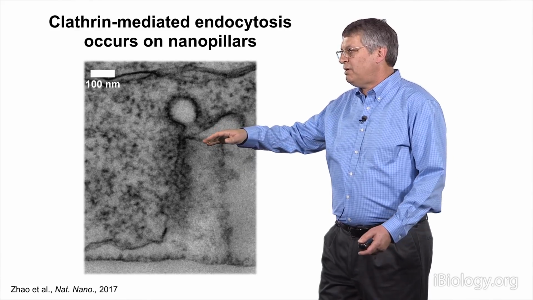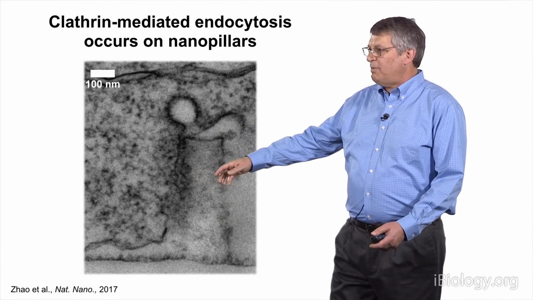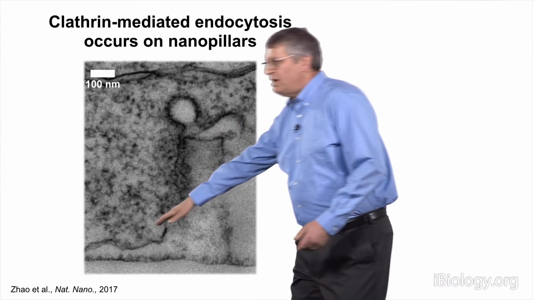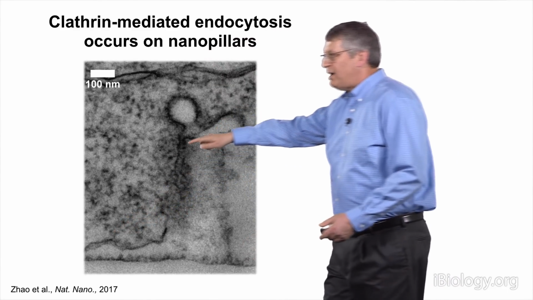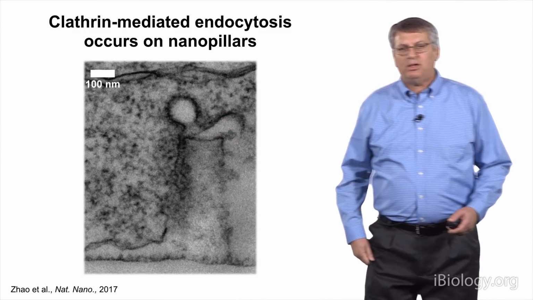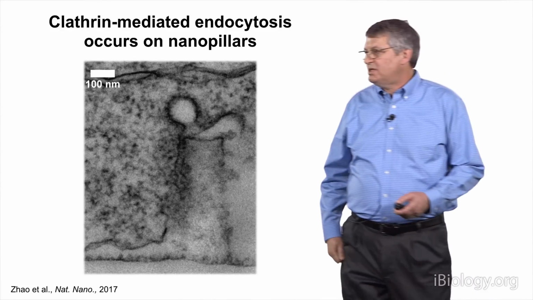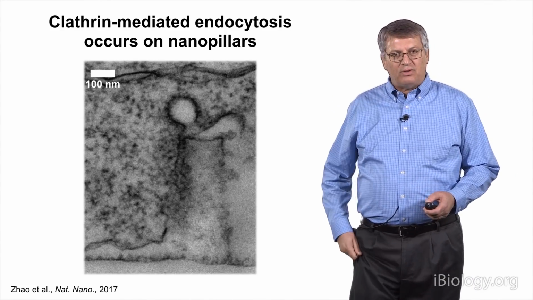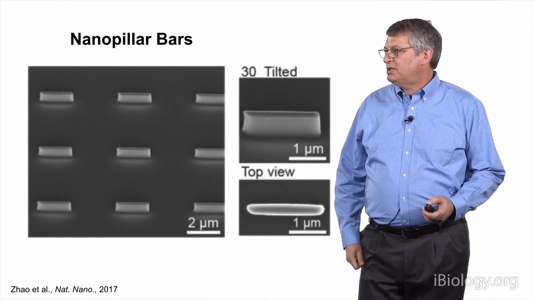When we put the cells on these pillars, this is a thin section electron micrograph. We can see a pillar here, and then the mammalian cell is sitting on top of the pillar, and the plasma membrane is clearly wrapping itself around the pillar, and a clathrin-coated vesicle is coming off the pillar. This is an electron micrograph that Wen-Ting Zhao made, and it's just remarkable. So are these becoming sites of clathrin-mediated endocytosis?